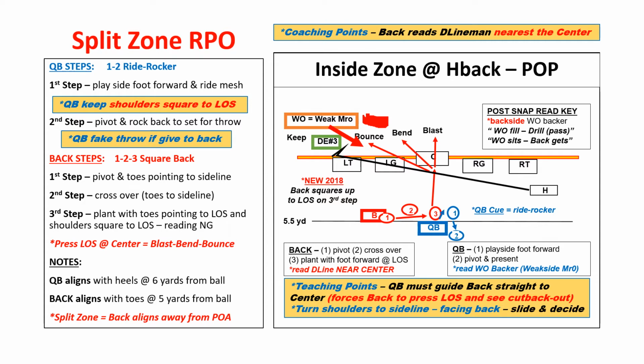Again, the read is if the backer fills, we go ahead and keep it and drill the pass. If the backer sits, then he would turn and present the ball in the belly of the back, and he gets it, but he still would rock back and fake the pass action.